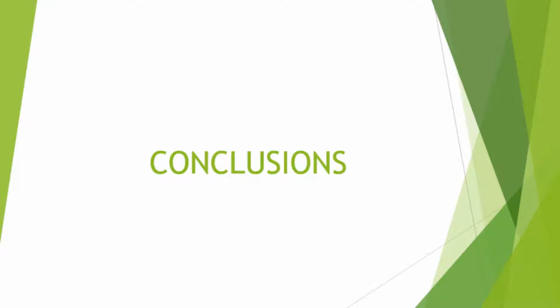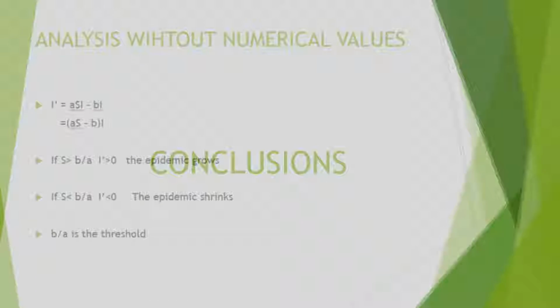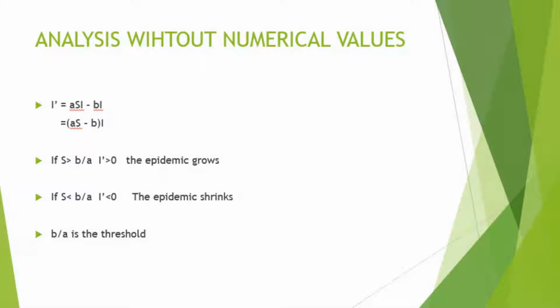Analysis without numerical values. Let's look back at the equation for I dash. I dash is equal to ASI minus BI. We can factor out the I and get AS minus B, and the whole thing multiplied by I. So according to this, if S is greater than B over A, I dash will be positive, which means that the epidemic is growing and each day there will be more sick people than before. If S is less than B over A, I dash will be negative, which means that the epidemic is shrinking and people are getting better every day.